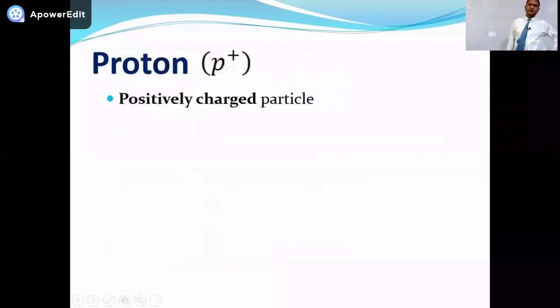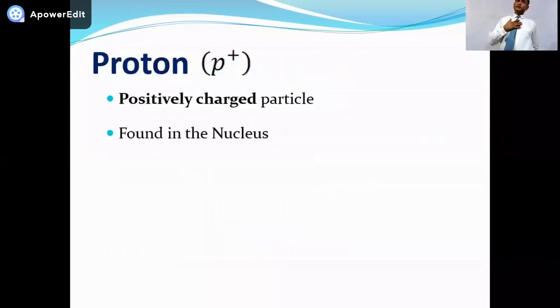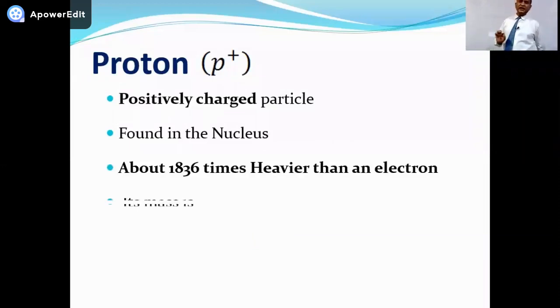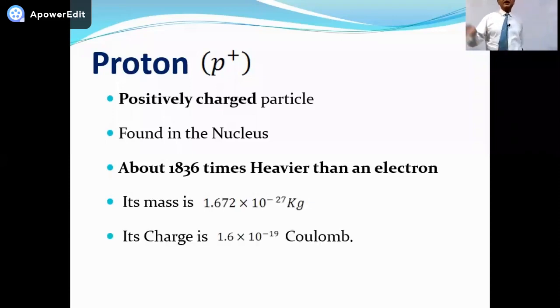Proton. Where can we find the proton? As I told you, protons are present in the nucleus of an atom, and it is much heavier than a single electron, 1836 times heavier. Its mass is 1.672 into 10 to the power minus 27 kg, and it has a charge, but the nature of the charge is totally opposite to that of the electron. That is why scientists call it positive. So if someone asks you what is the charge on a proton, positive.